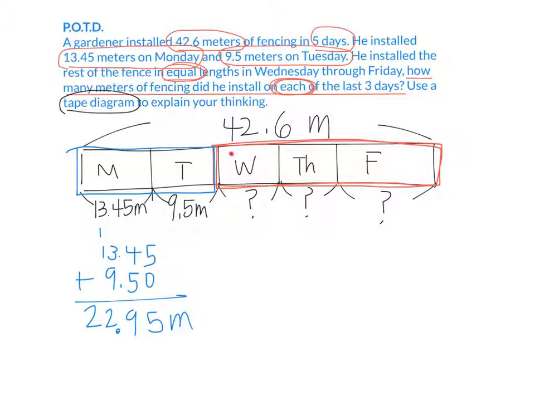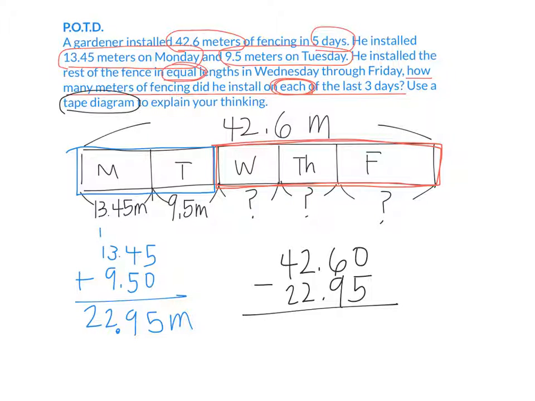42.6. And I have to subtract the amount that's already done, which is? 22.95. Good. So let's do that math. As long as I line up my decimals, I'll be ready to subtract. So if I have 42.6, and then I have 22.95. What do I do with that blank space I have?